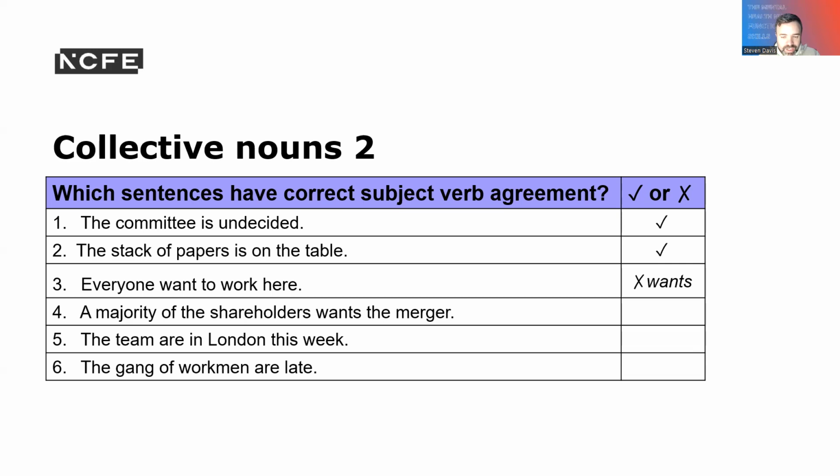A majority of the shareholders wants the merger. That sounds okay. The team are in London this week, or the team is in London this week. I think it is, so that's not right. The gang of workmen are late or is late. The gang of workmen were late. The gang of workmen is late.